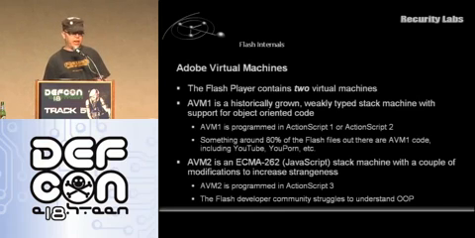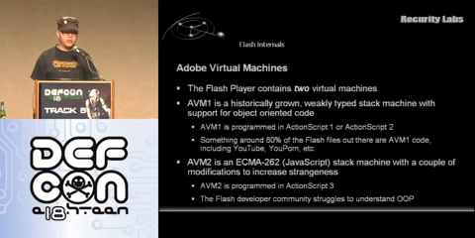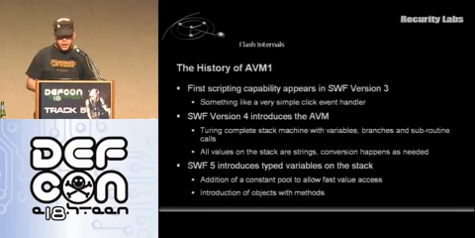AVM1 is programmed in ActionScript 1 and 2. That's what most web designers use. And ActionScript 3 is what is closer to JavaScript and is not so widely used by what I call the RGB Caspers, like people that make blinking web pages. So they struggle to understand OOP. So the whole JavaScript object and event handler idea just escapes them. So they stay with the AVM1. That's the reason why we have so much code there.